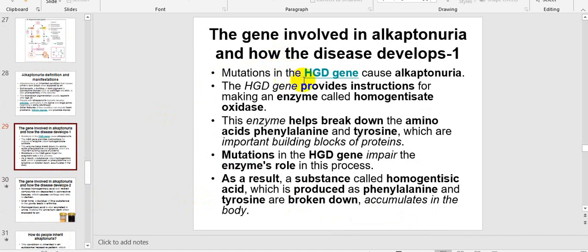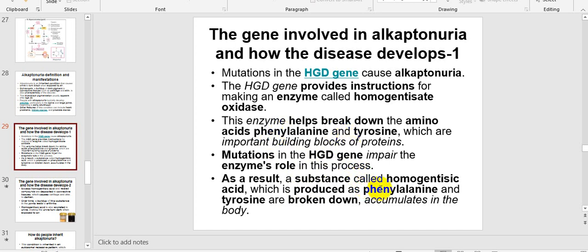Alkaptonuria is caused by a mutation in the gene called HGD gene. The HGD gene provides instruction for making an enzyme called homogentisate oxidase. So this enzyme helps break down the amino acids phenylalanine and tyrosine, which are important building blocks of proteins. Mutations in the HGD gene impair the enzyme's role in this process. As a result, phenylalanine and tyrosine are not being broken down.